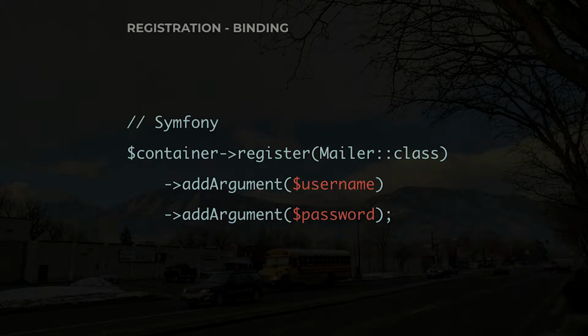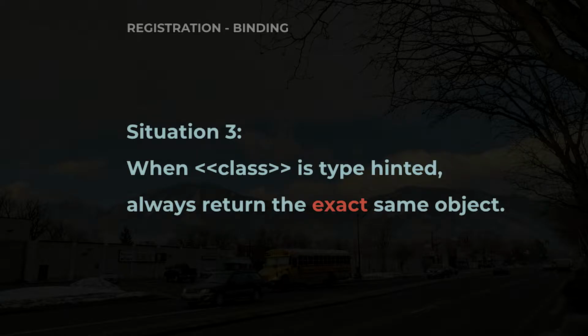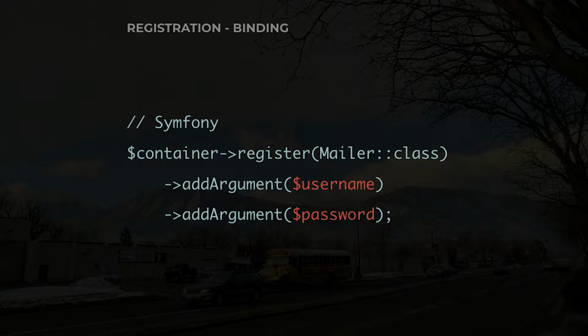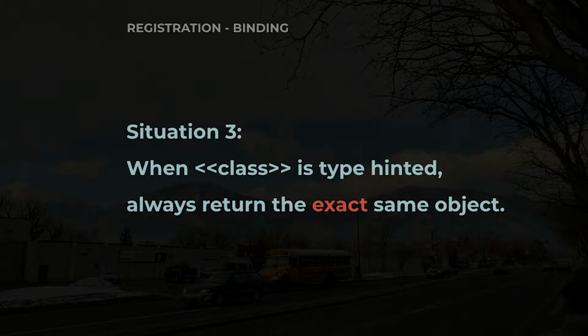Or, in Symfony, we can use this. Container register mailer, add argument, first argument, add argument, second argument. So it's going to store those arguments, and when a mailer class is initiated, it's going to use the first argument and the second argument as the constructor arguments to new up this mailer. There are different ways of doing this in different containers, but I'm just giving a general overview here.